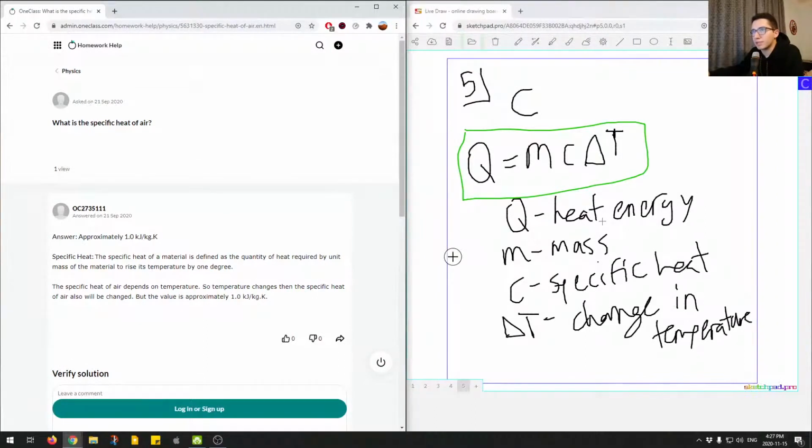And usually specific heat is found for different materials in a table. Depending on the question, usually it's given or you have to look at a given table to find this value. So that's a general overview of what specific heat is. And we've also given the value of the specific heat of air.